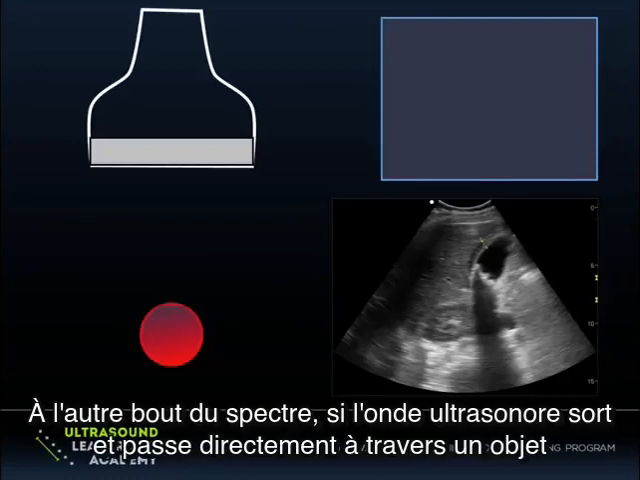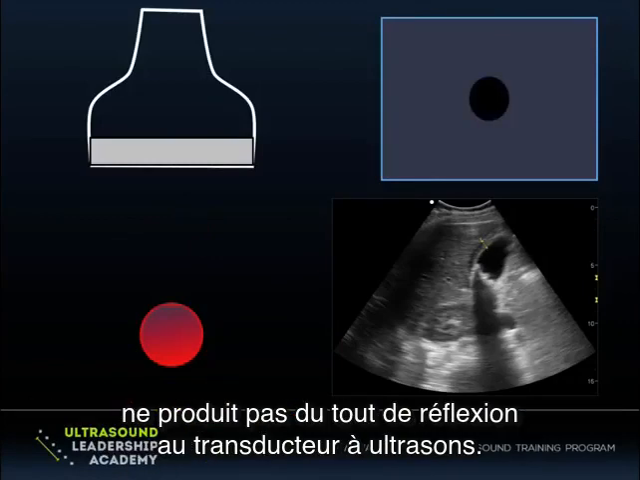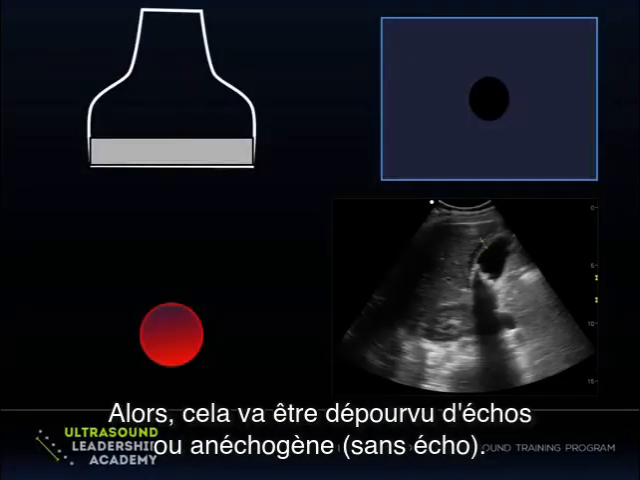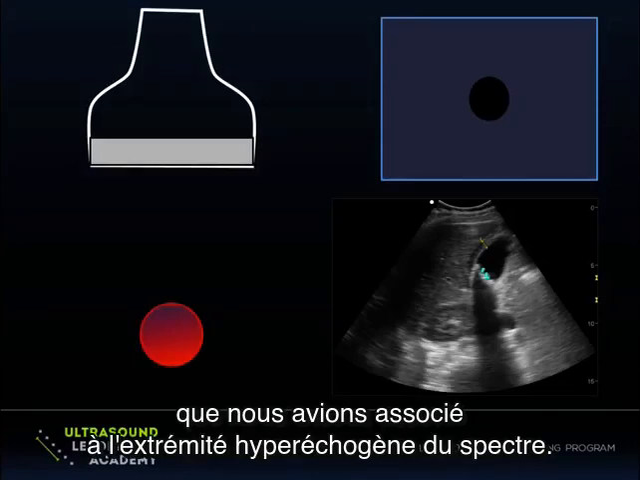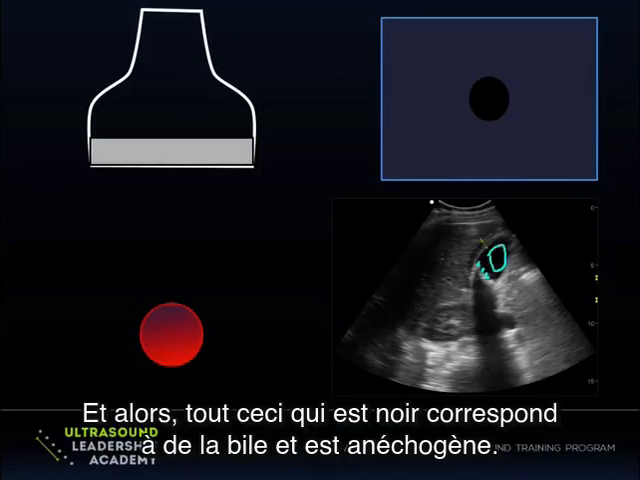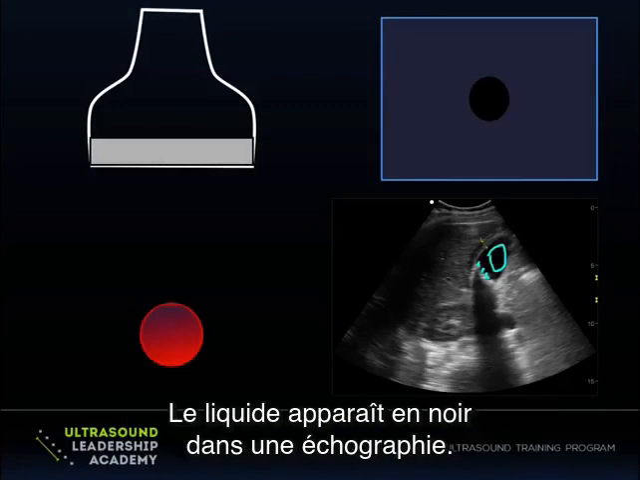On the other end of the spectrum, what if the ultrasound wave comes out and passes directly through an object and doesn't get reflected at all back to the ultrasound transducer? Well, that's going to be devoid of echoes, or anechoic, lacking echoes, and that's going to be black. So on this image, we're seeing, first of all, those gallstones that we pointed out on the echogenic spectrum, and then all of this black, which is bile, which is anechoic, and fluid on ultrasound is black.